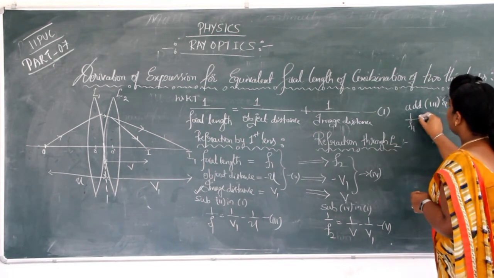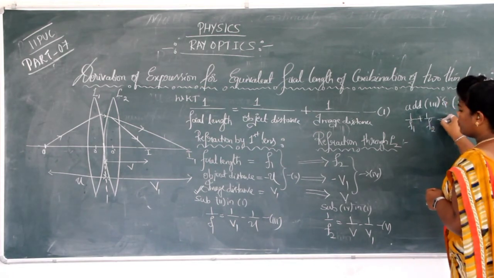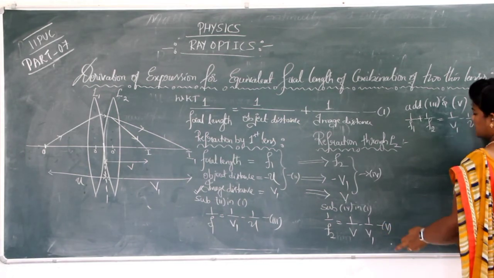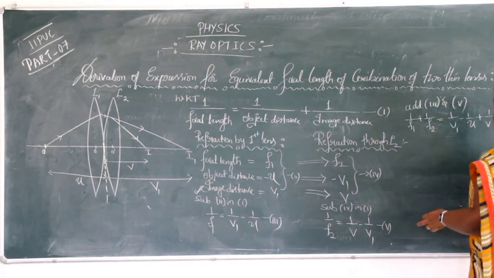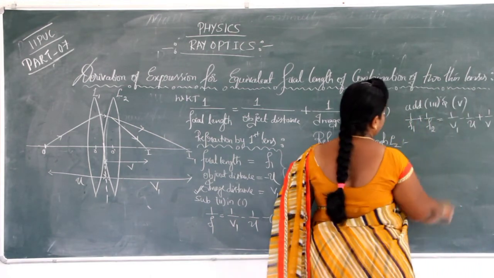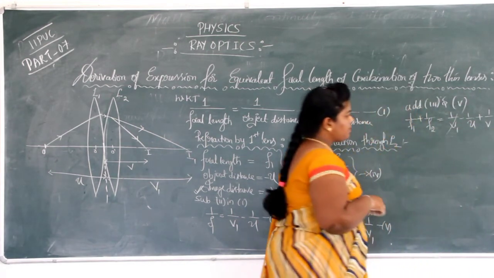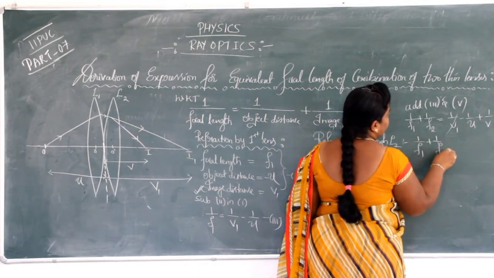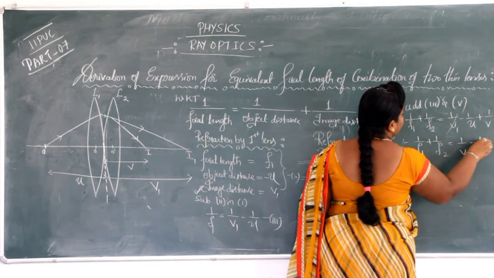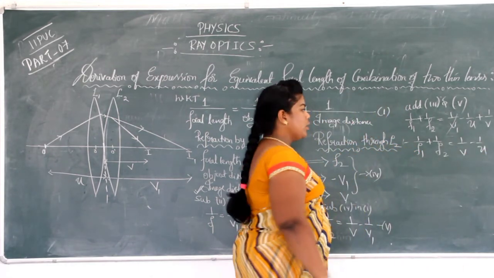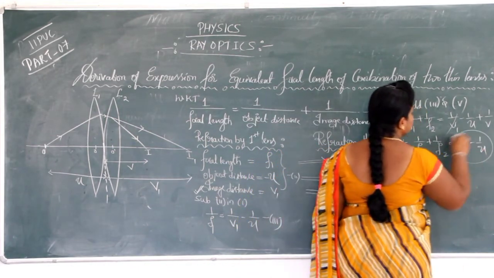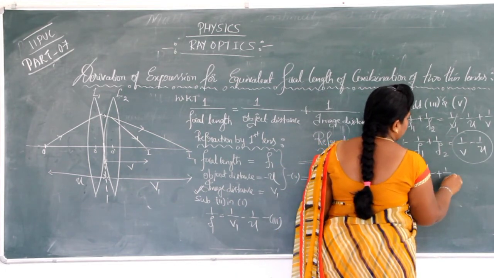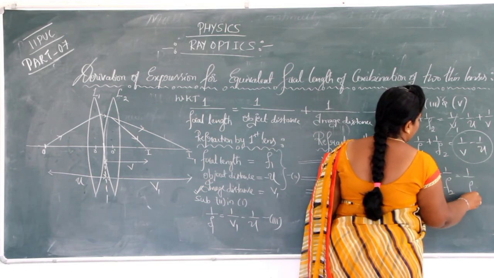1 by f1 plus 1 by f2 is equal to 1 by v1 minus 1 by u plus 1 by v minus 1 by v1. You can observe it carefully. 1 by v1 minus 1 by v1 cancel. Remaining is 1 by f1 plus 1 by f2 is equal to 1 by v minus 1 by u. You know that 1 by v minus 1 by u is 1 by f. So 1 by f1 plus 1 by f2 is equal to 1 by f.